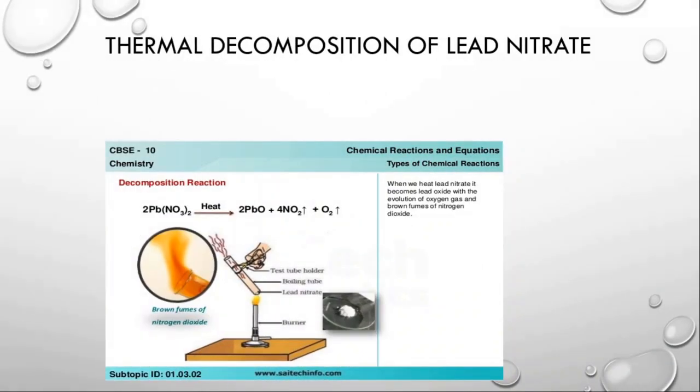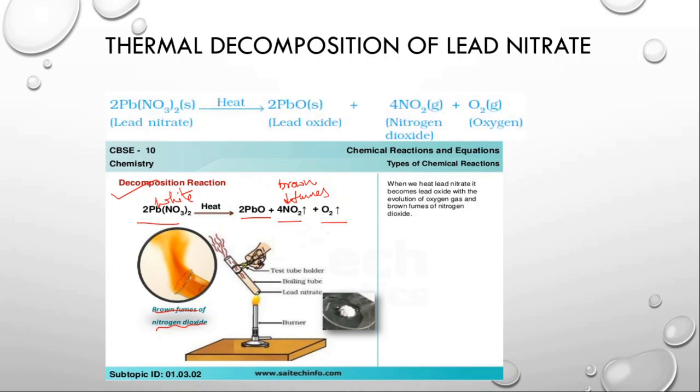Next, the thermal decomposition of lead nitrate. Now, lead nitrate, which is initially white in color, when heated, changes into lead oxide, with the evolution of two gases: the brown fumes of nitrogen dioxide, which escape out from the test tube. Likewise, oxygen will be formed, which also escapes out from the test tube.